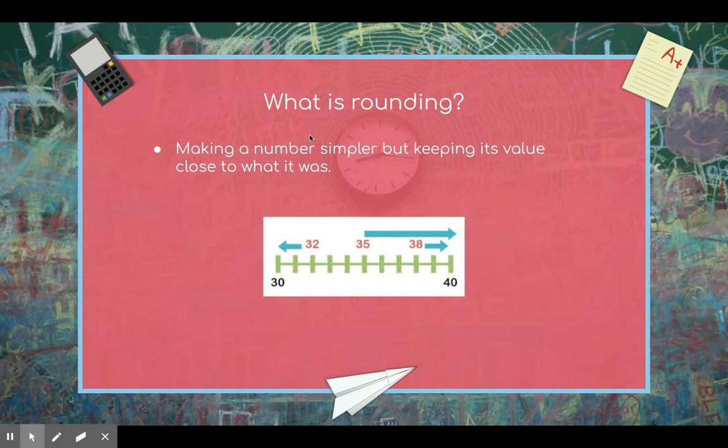So moving on, we're going to be learning about a new math vocabulary term called rounding. What is rounding? Rounding is making a number simpler but keeping its value close to what it was.